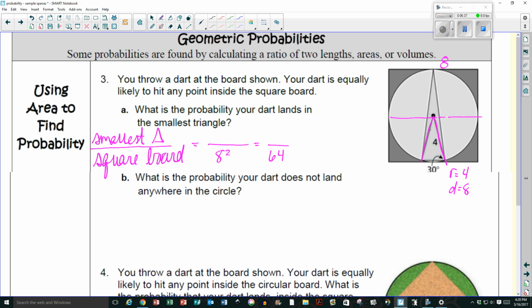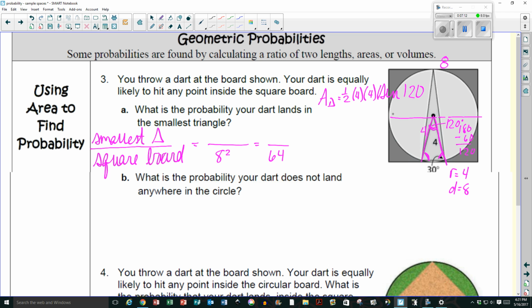So this is 4, which means this side's also 4. So what I'm going to do is, I know this angle's 30, therefore this angle has to be 30. So 30 plus 30 is 60. So 180 minus 60 is 120. So that means this angle up here is 120 degrees. Clearly not drawn to scale. But I know side angle side now, so I can find the area of my triangle because it's going to be 1/2 side A times side B sine of angle C.